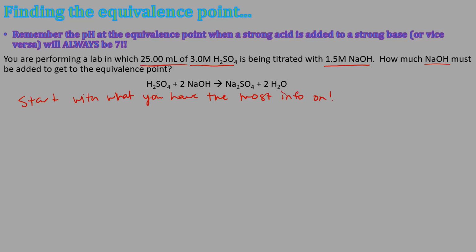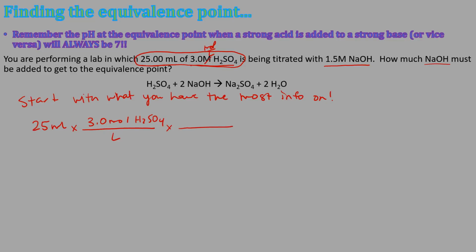And so we have more information on H2SO4, so I'm going to start with that. I always start with what doesn't have a denominator. Remember, molarity is moles per liter. So I'm going to start with 25 milliliters, and I have 3.0 moles of H2SO4 per liter.